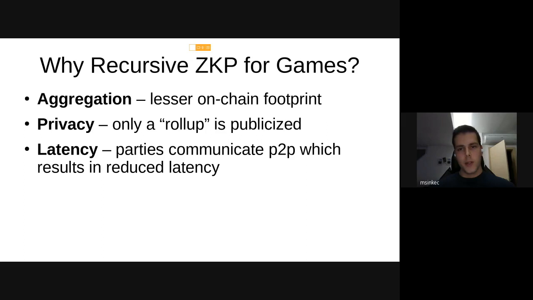So the first one is aggregation. Because in a blockchain world everything has a cost, when the game is running you have all of these steps between players. So instead of publishing them on chain as transactions, you publish basically the first and the last transaction. And that also ties in with privacy, right? Because maybe you don't want to publish everything that happens in the game, and you only publish basically a roll-up.